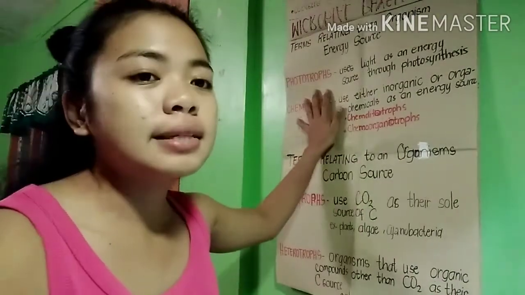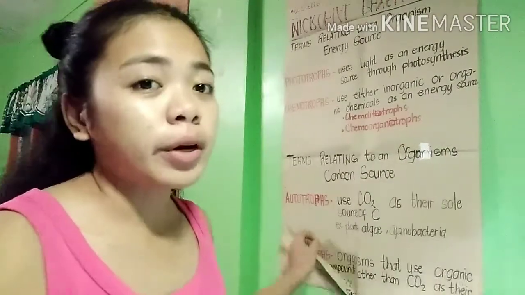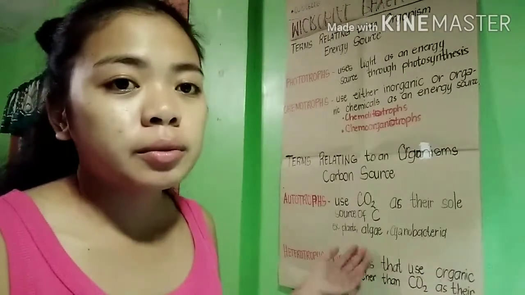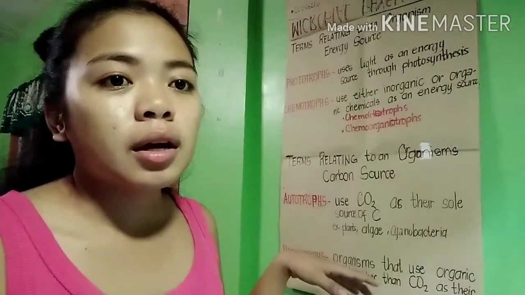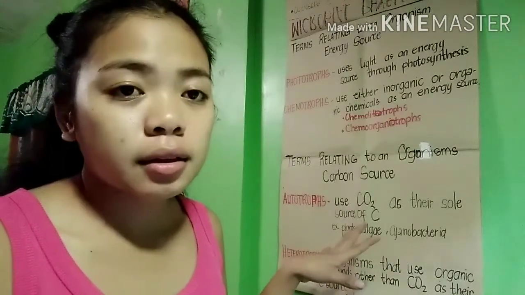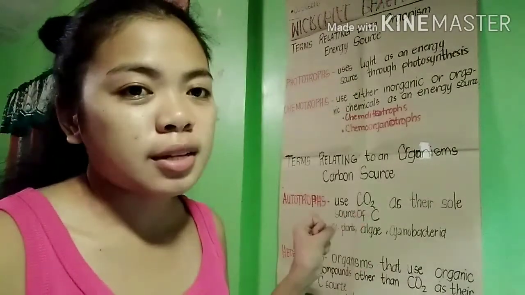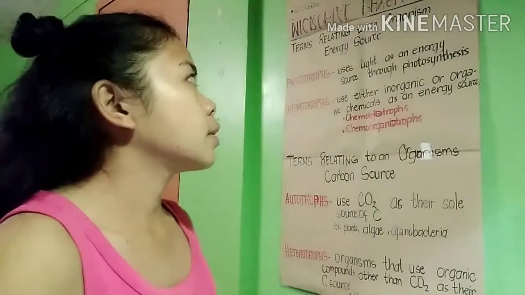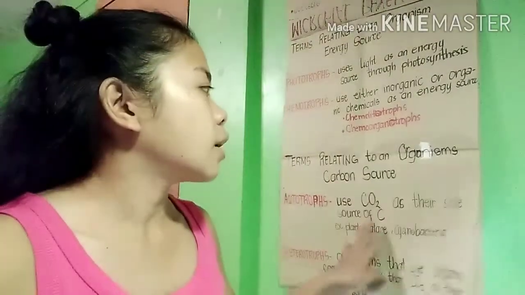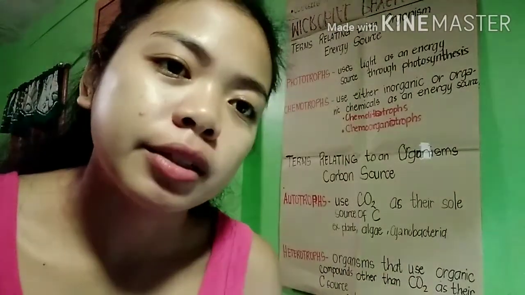So the first is the photoautotrophs. From the word itself, photo means light. It means that microbes use light as their energy source through photosynthesis. So these are organisms that use light for their energy source.